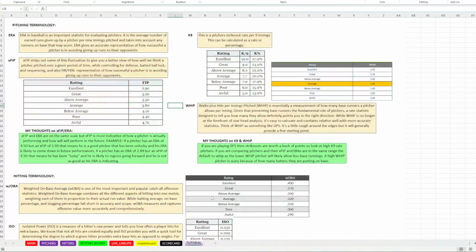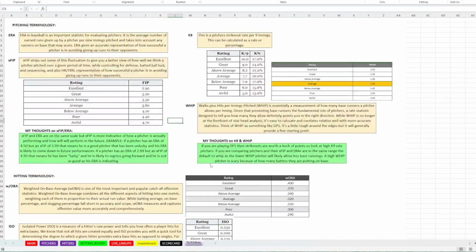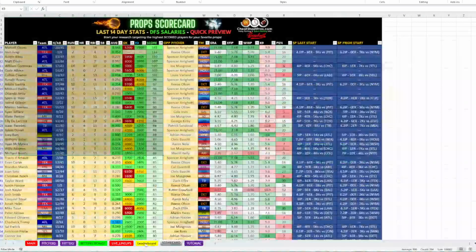And then some people said the tutorial videos are too long, so I've been working on a little tab here just talking about the general ERA, xFIP, wOBA, ISO, what it is, and then putting these little charts from FanGraphs to show you what's good, what's bad, wOBA. I'll continue to update this as needed. If you see something you want me to add, let me know.